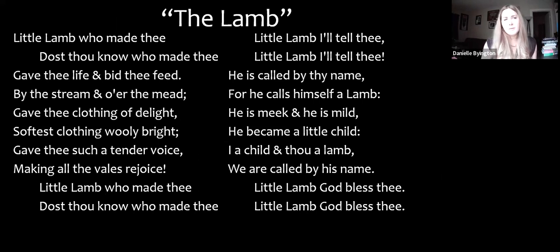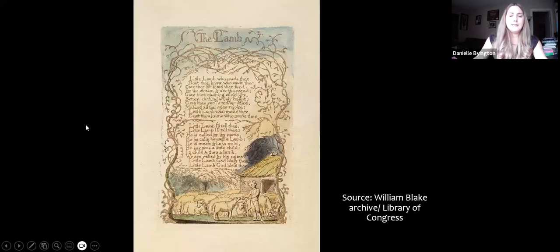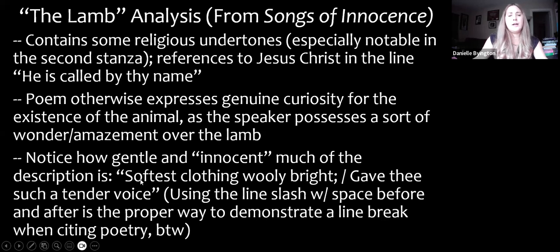So let's look at the lamb first. The lamb expresses a lot of that sort of religious vibe that Blake often contributed in his work. So something you might look at here is some of the language. As you see in the bullet point I have here, we have all that gentleness that I mentioned earlier: the softest clothing, woolly, bright. So the lamb is really soft to touch.